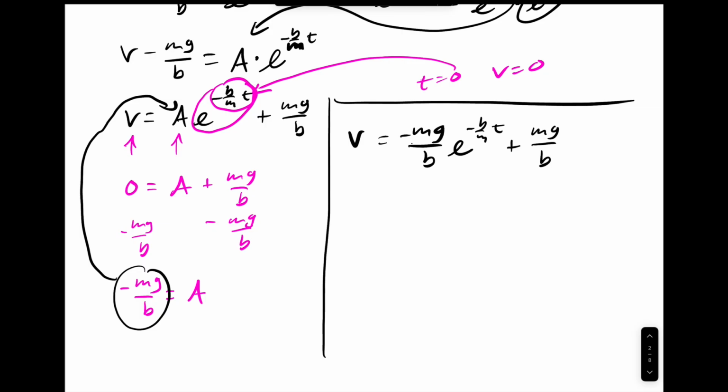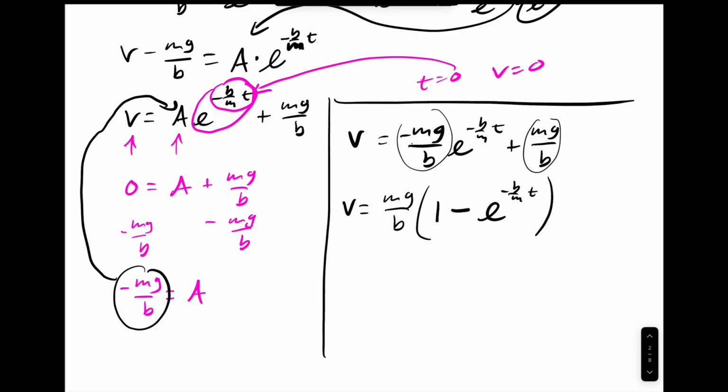So I'd have this. v is equal to, when I factor this out and this out, I can write that as mg over b times 1 minus e to the negative b over m t. Okay? Now a couple things to point out. I said in the problem it falls for a long time. That means it has enough time to reach terminal velocity.